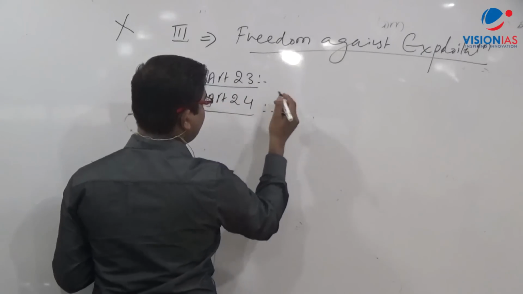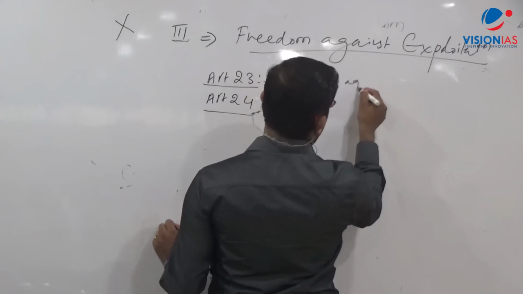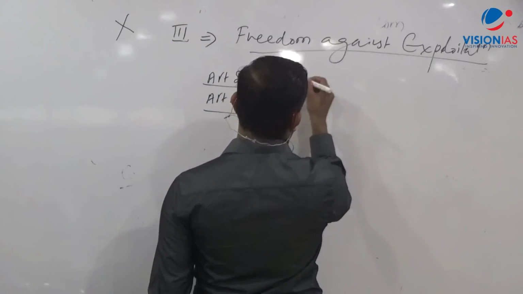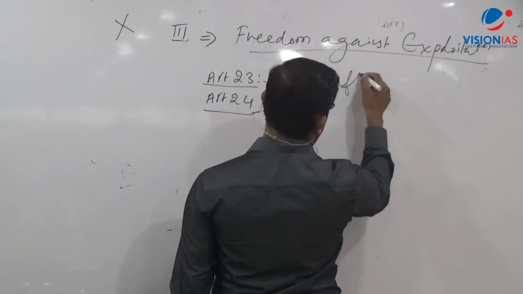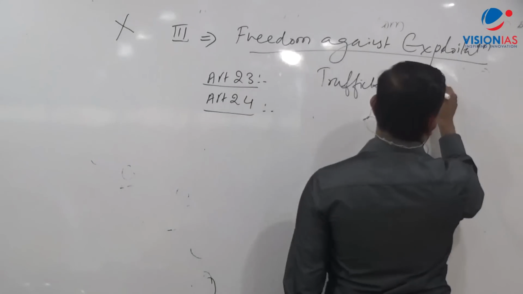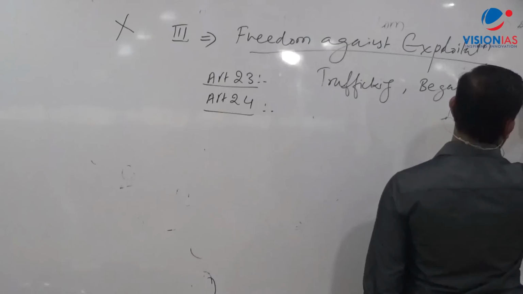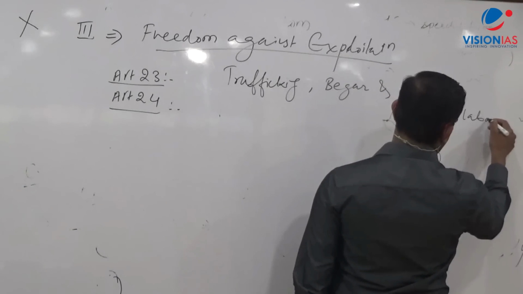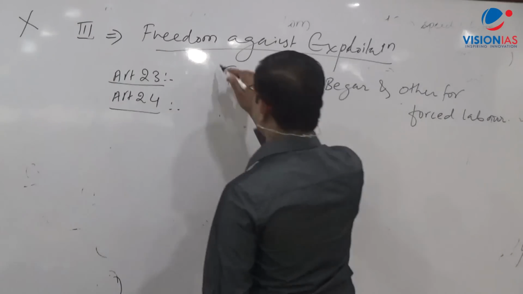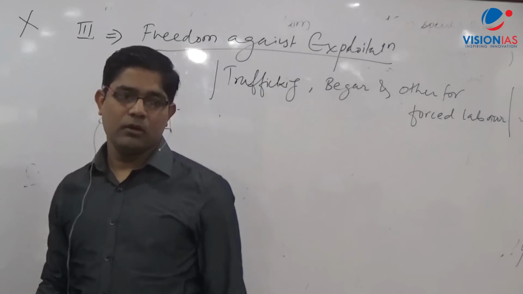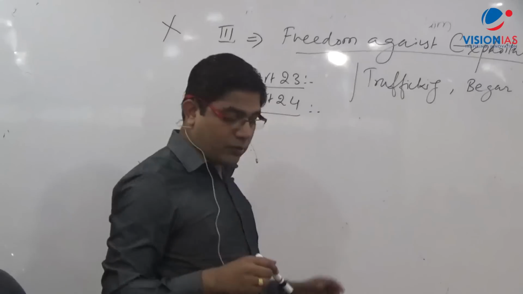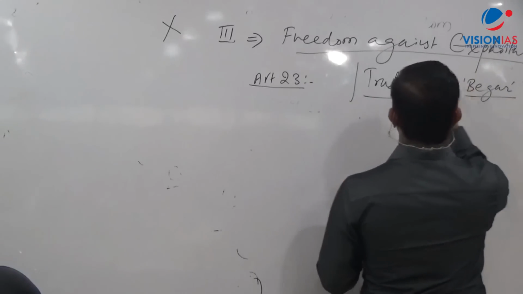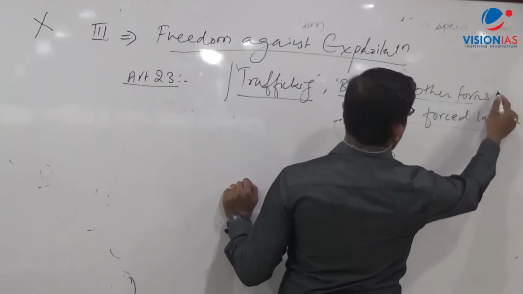What is Article 23? Freedom against, or you can say that there should not be trafficking and beggar and other form of bonded or forced labor, other form of forced labor. Broadly it reads as an end of trafficking and forced labor. Okay, end of trafficking and forced labor. 24 I will write later on. Okay, so end of trafficking and forced labor. So these 3 words are there. Okay, trafficking, beggar, and what are the other forms of forced labor.